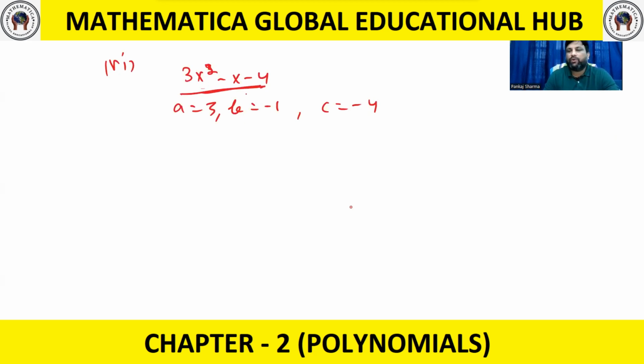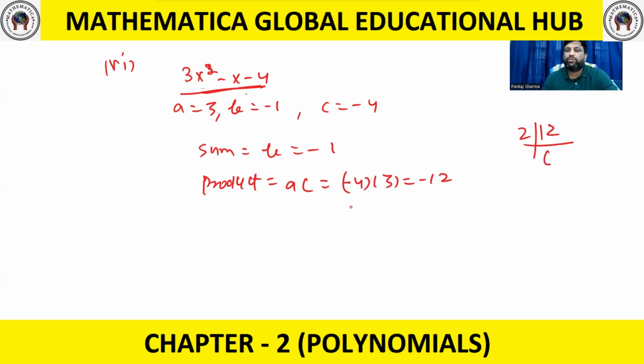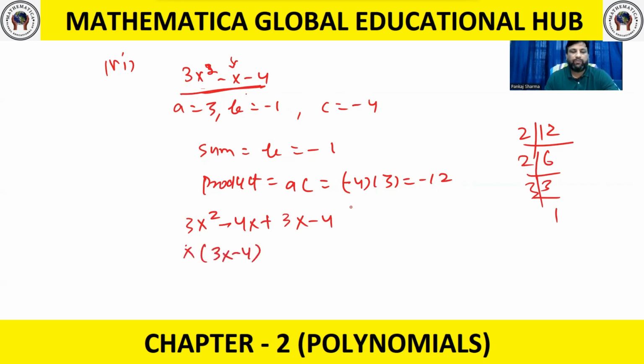So here you can see, if we want to factorize it, we want the sum to be equal to b, that is minus 1, and the product should be equal to ac, minus 4 into 3, minus 12. So we can factorize prime factors of 12. Now we want minus x, so it should be 3x square minus 4x plus 3x minus 4. In that way we need to factorize. So we can split minus x, splitting the middle term. We can take x common, so 3x minus 4, and here we can take 1 common, so 3x minus 4.